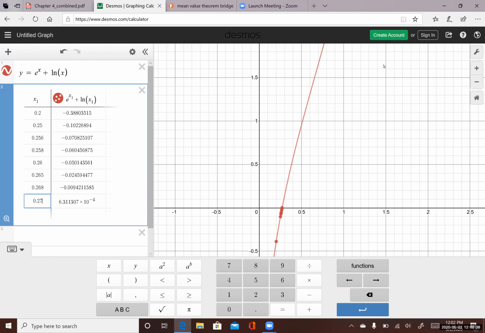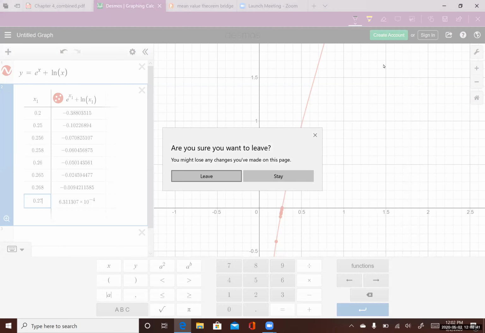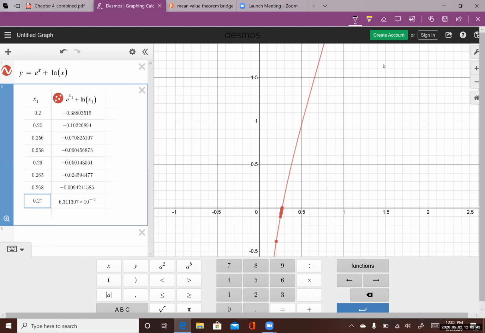So if you look at these two values here, you can see that if I go from 0.268, I still have a negative value for y. And if I move to 0.27, I have a very small positive value. That means my 0, the actual 0 that I'm looking for, is in between 0.268 and 0.27. So I narrow down my interval to 0.268 to 0.27.